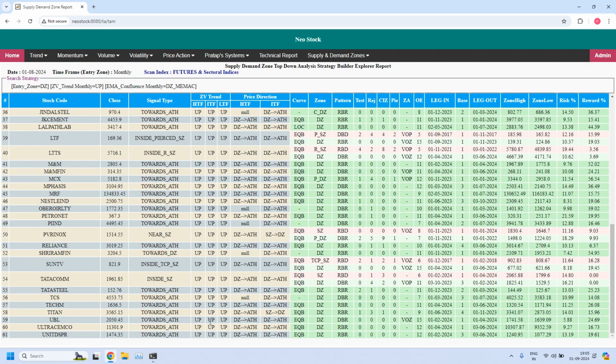So in all these stocks, LTF trend is monthly trend, ITF trend is quarterly trend, and HTF trend is yearly trend. So what I am going to do, the list is very big. Maybe any of your favorite stocks are there, you can pick up.